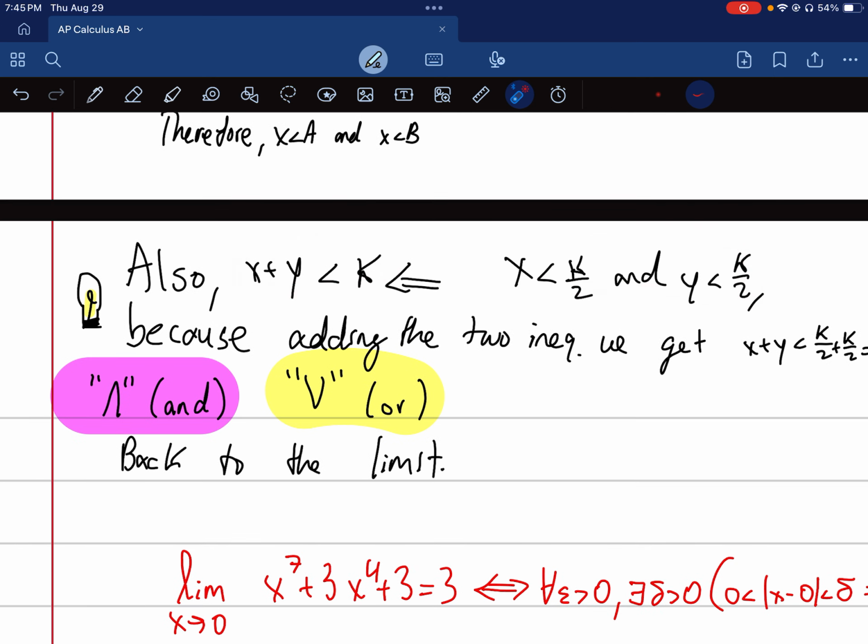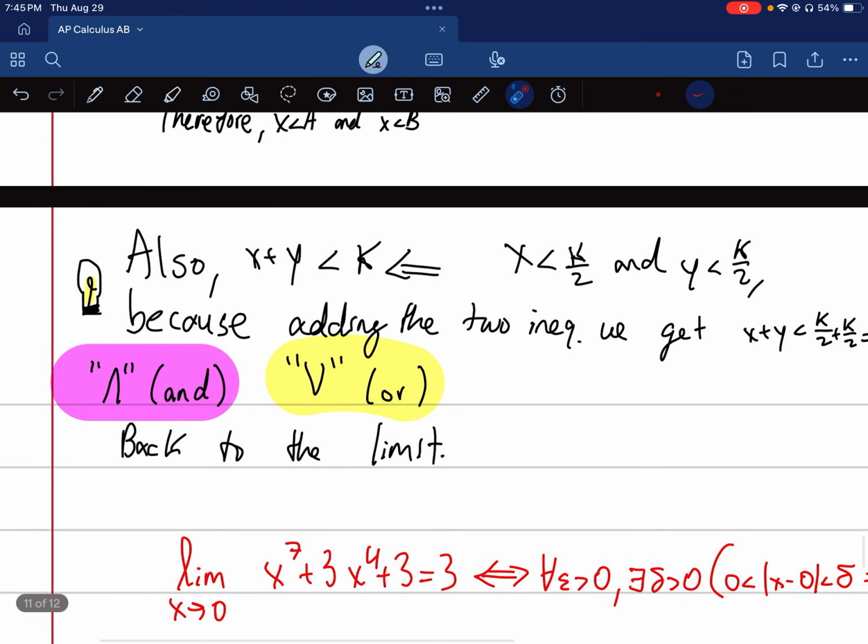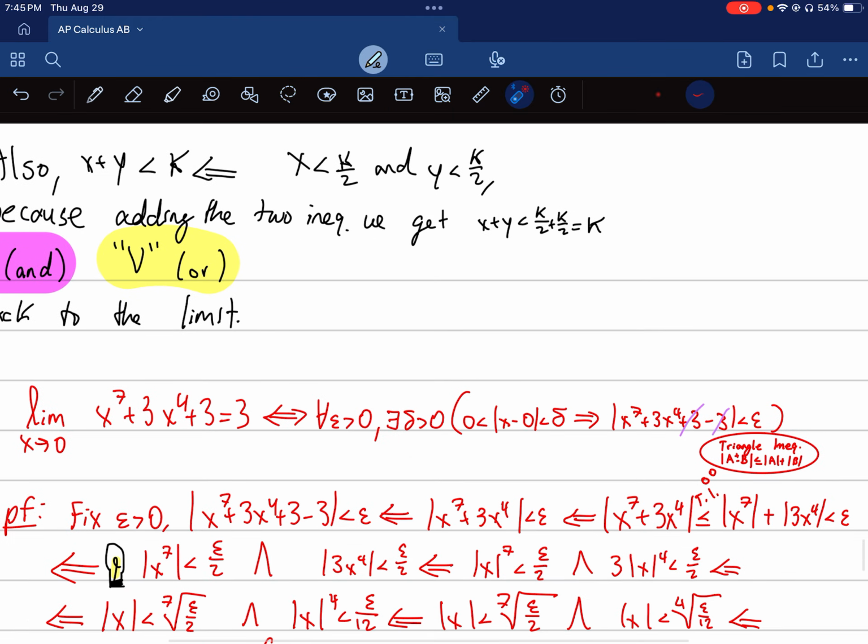Also, for notation purposes, an arrow pointing up means and, and an arrow pointing down means or. This is also known as a conjunction, and this is known as a disjunction. Back to the limit, now that we have the prerequisite knowledge.